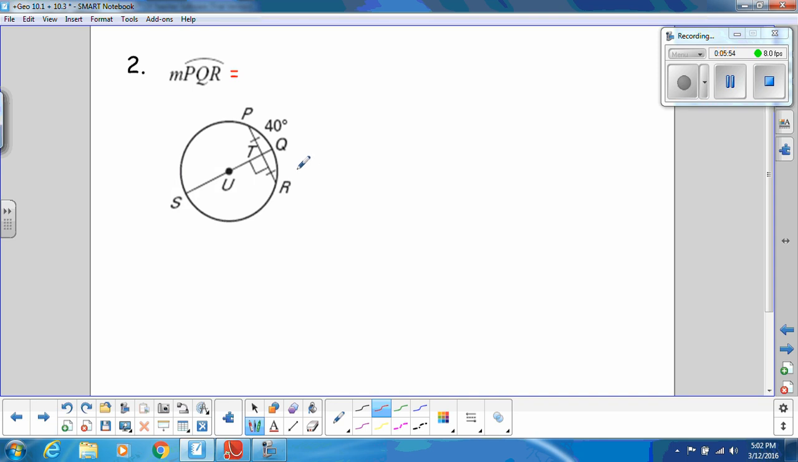So in this example, we're trying to find the measure of arc PQR, and notice that we have a diameter and it's perpendicular to this chord, which means that it's going to bisect that. And so since this is bisected, these arcs would be congruent as well. So this piece and this piece would be congruent, so this would also be 40 degrees. So that whole arc, PQR, is going to be 80 degrees.